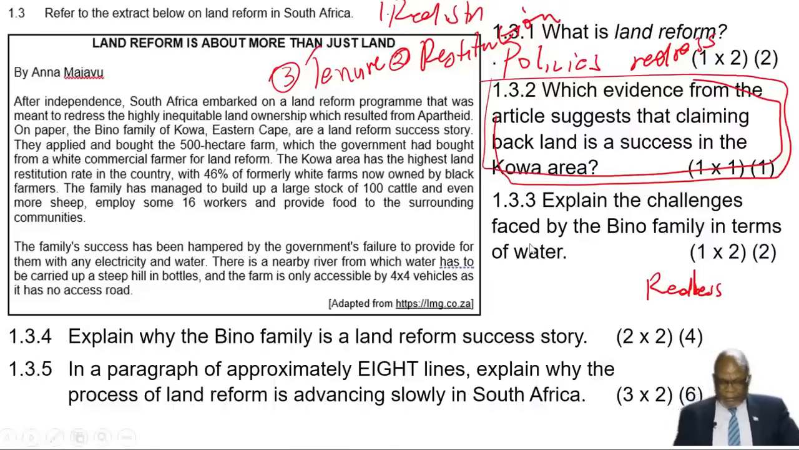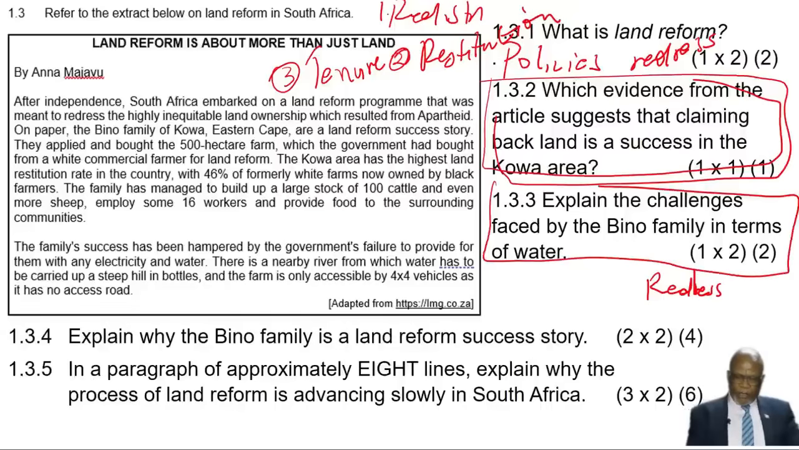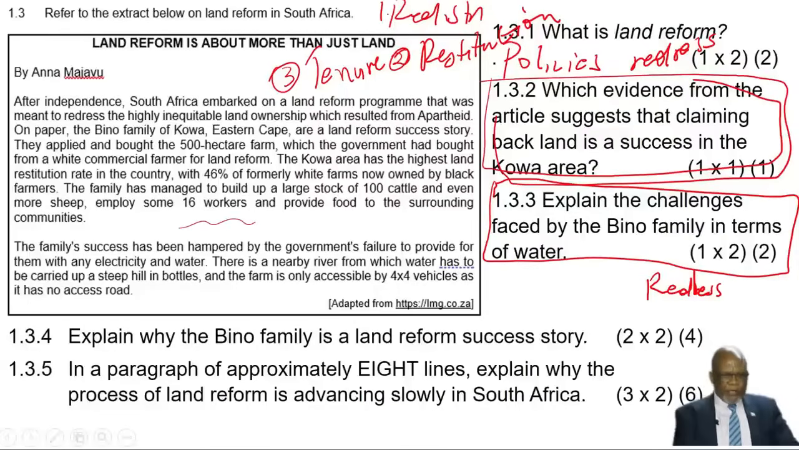Explain the challenge faced by the Bino family in terms of water. Also, this one just refers directly to the extract. I choose not to go into this one because we have a lot to go through. I will look only into the concept matters, which are possible examination questions even for future examinations. But for the ones where you can simply get the answers from the extract, I think going through them will not help us a lot.